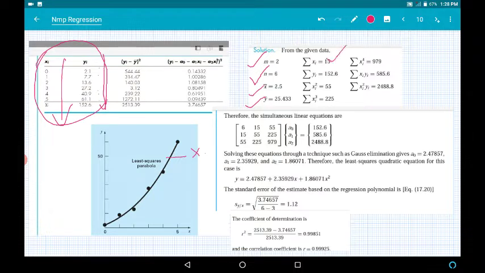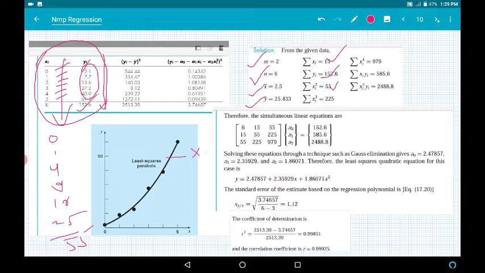Then summation of xi is adding all these points: 0 plus 1 plus 2 plus 3 plus 4 plus 5, which is 15. Similarly, summation of yi, add all these y points, I'll get 152.6. Then summation of xi square: take the square of every point and add. The square of 0 is 0, of 1 is 1, then 4, then 9, then 16 and then 25. If I add them up, the total is 55. That's why summation of xi square is 55.